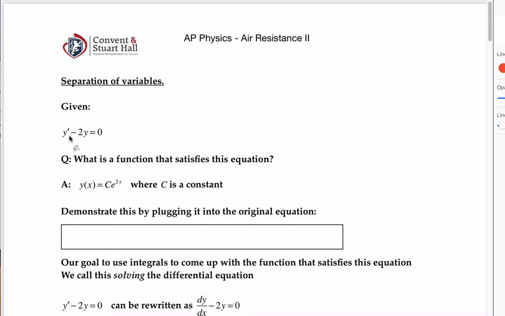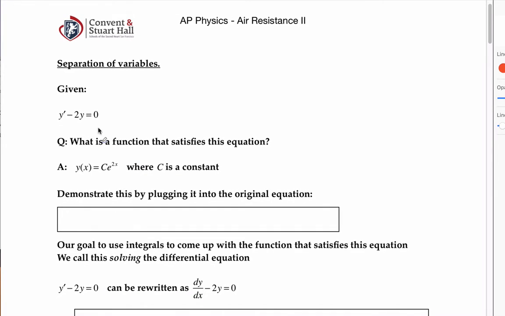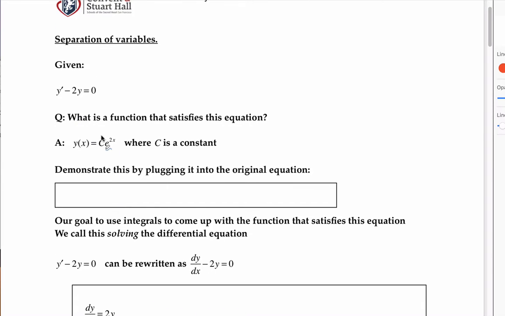The first derivative minus a constant times the original function equals 0. And what we're saying is that this is the function that satisfies the equation. And it says demonstrate this by plugging it into the original equation. So here's what I mean by that. We're going to prove, just by substitution, that this function satisfies this equation, meaning that when we plug it in, it's going to actually make the equation work.